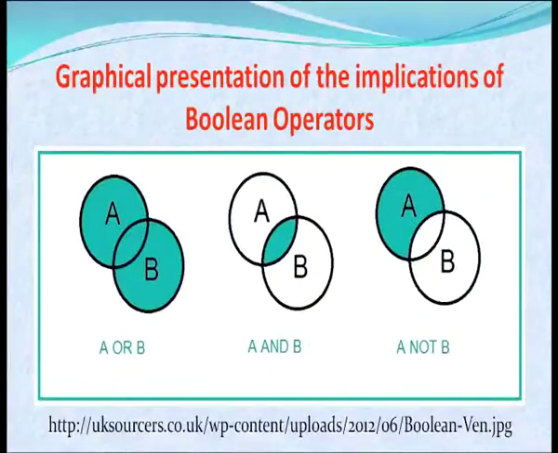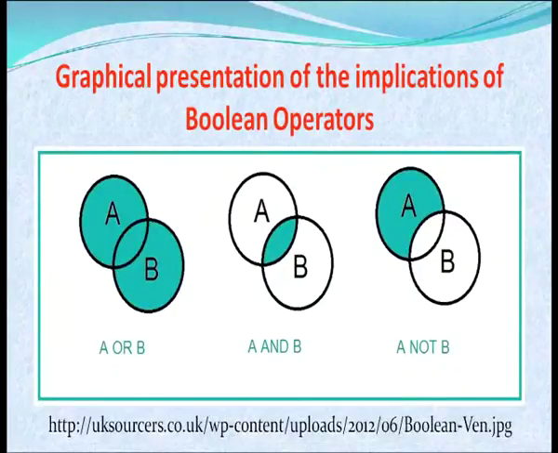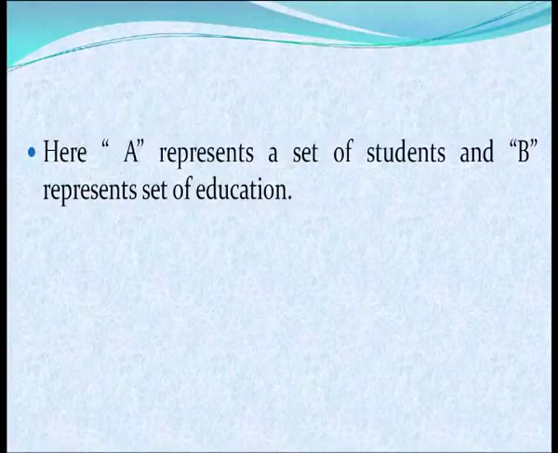This is the graphic presentation of the implications of your Boolean operators, where we can say A represents the students and B represents the education. This is the representation of A and B which we have shown you.